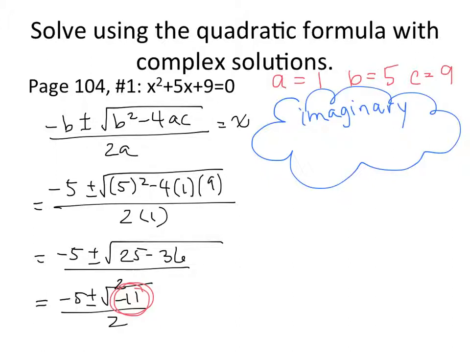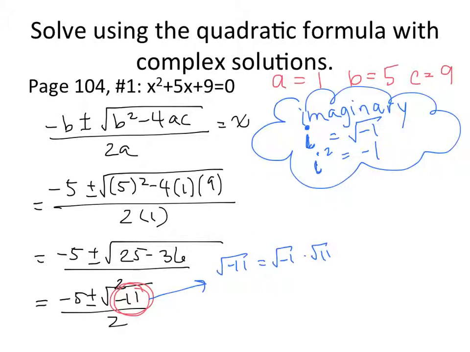Okay, we denote imaginary numbers with an i, and we say that that's equal to the root of negative 1. And i squared is then equal to negative 1. So let's see how that plays out. So the square root of negative 11 is equal to the square root of negative 1 times the square root of 11. So let's rewrite what we have.